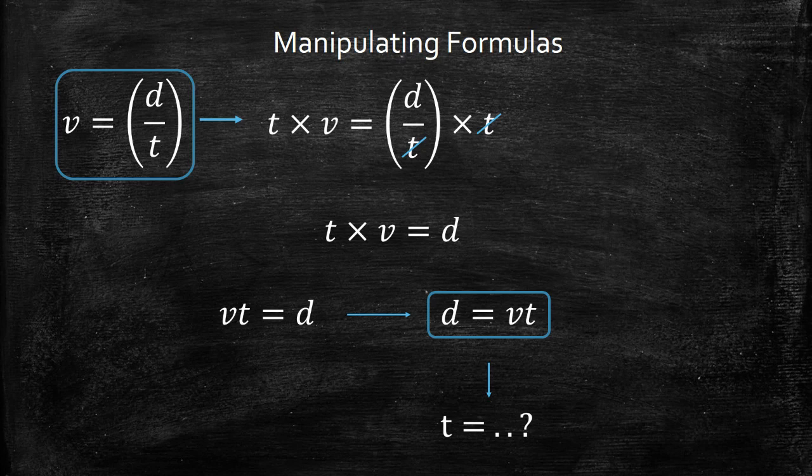It's also a good idea to go back and look at all the starred formulas on your data sheet and just pick a random variable and rearrange and solve for them. If you can do that, you're going to do just fine in physics.